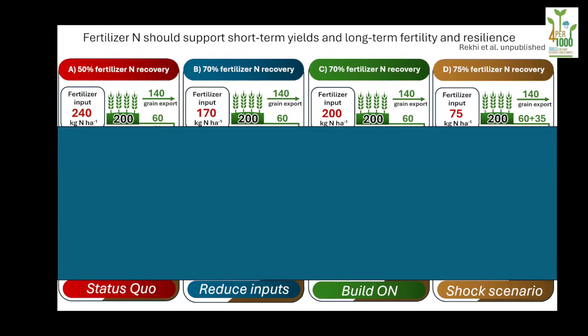Then we get into a scenario where we're actually going to be able to build organic nitrogen in the third scenario, and I'm going to show you how we do that in just a second. We've upped the fertilizer input just a little bit. Grain export is the same. And so we are using that extra nitrogen to build organic matter. And then we have a shock scenario where we've substantially reduced fertilizer inputs to 75, and we've been able to sustain yields through relying on that buffer that we've built in scenario C through the course of a couple years.